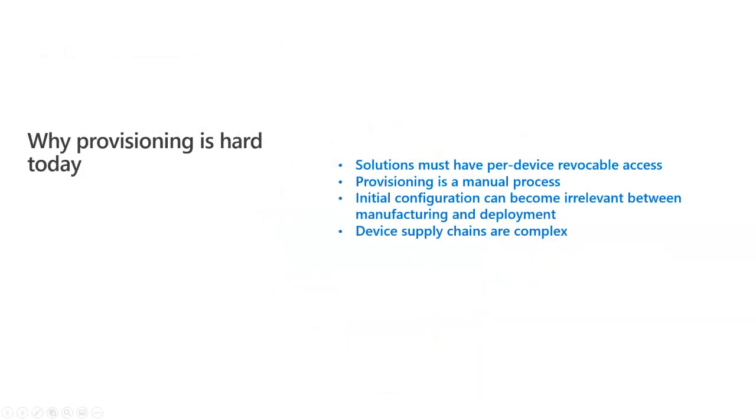So let's talk about the stage of provisioning and why it's so difficult. Right now, solutions must have a way for each device to be easily revoked. So instead of just having a group of devices, you need to be able to identify individual devices to revoke them if needed.